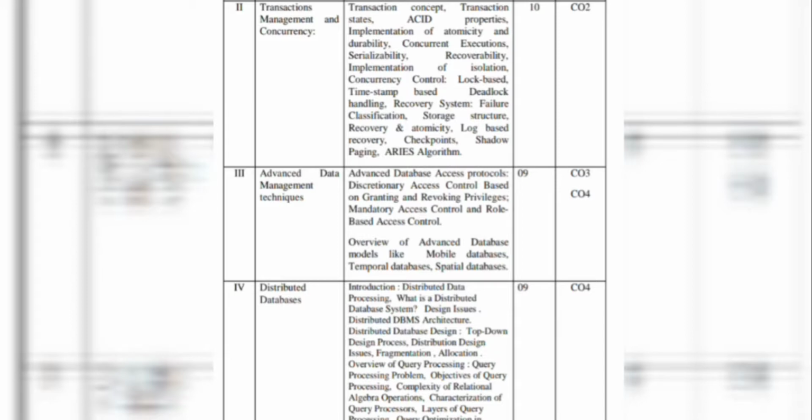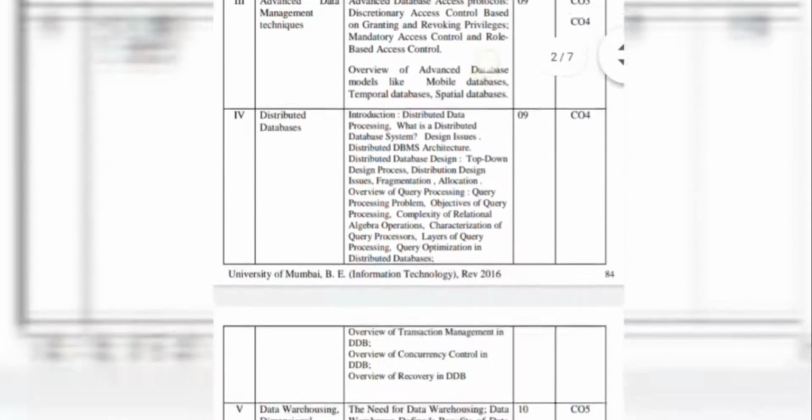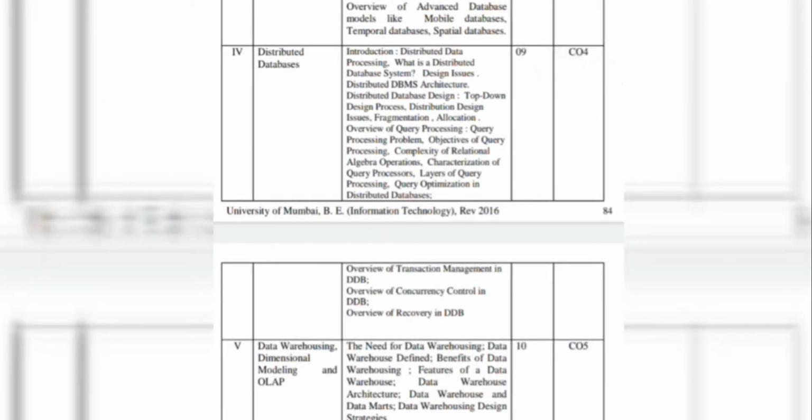Here we have the study of access protocols and discretionary access control. Whenever we are designing a database, which particular user should have which access will be taken care of, and that we are going to study in the third module. Then I have module number 4, which is the distributed database. Database you already know, but what do you mean by distributed database and which different parameters are there, that we are going to study in distributed databases.